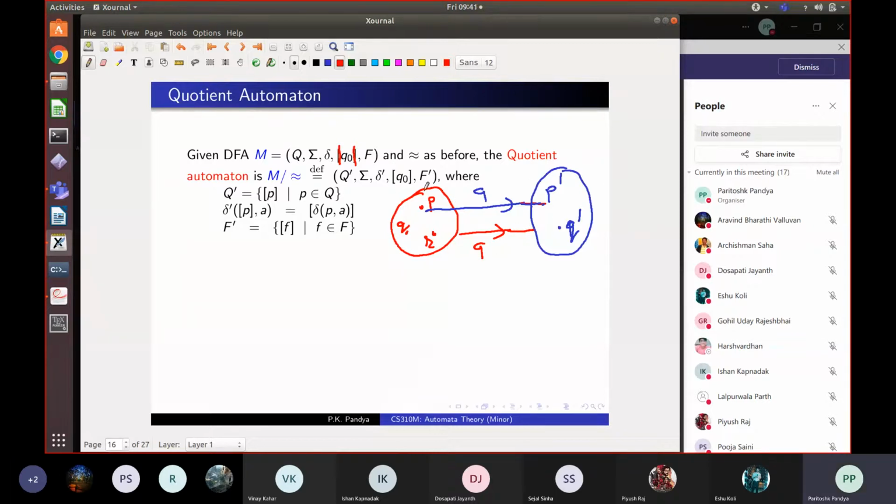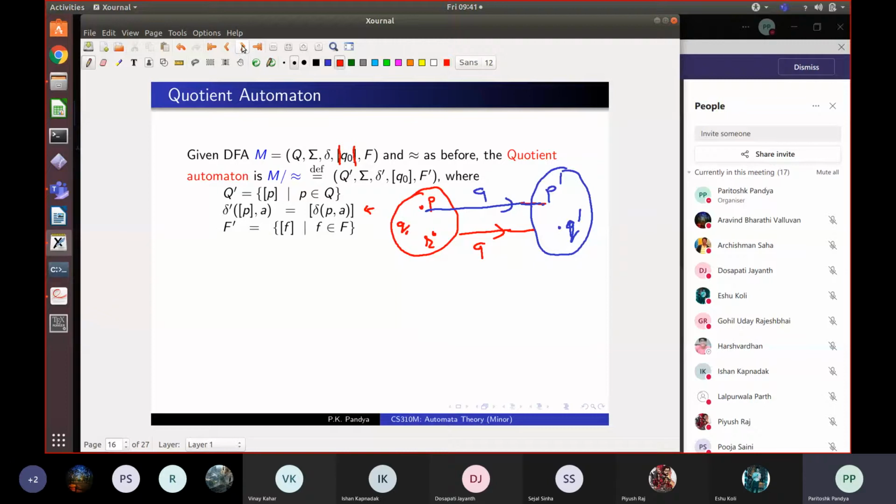So are you able to see how the red basket goes to the blue basket? We pick up any representative from the red basket, take its transition on A and find out the state to which it goes and then collect its basket. That is the state to which you will go. This is what this line is saying. Okay, so this is how we calculate the transitions.